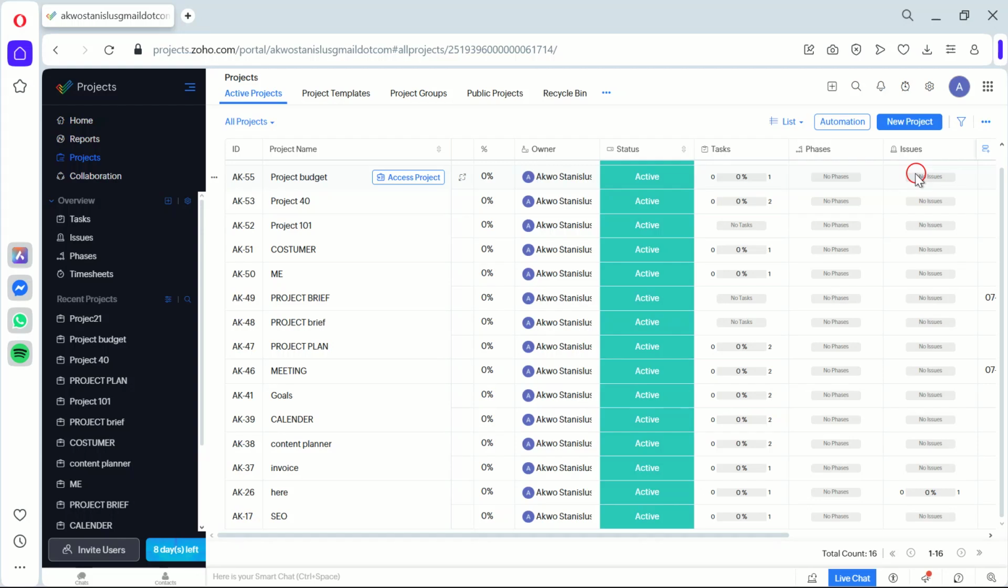Now that we've done that, we move on to defining your communication objectives. What information does each stakeholder need to know, and when? The reason we do this is to ensure that everyone is on the same page and that there are no misunderstandings. Next up, we set up your communication channels within Zoho Project.